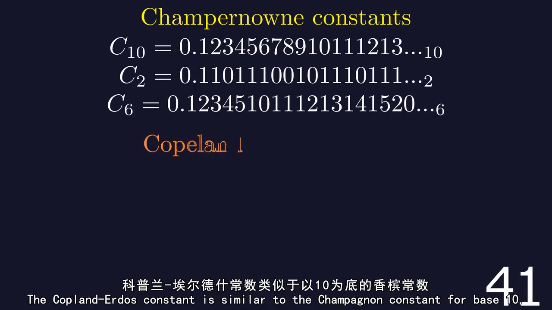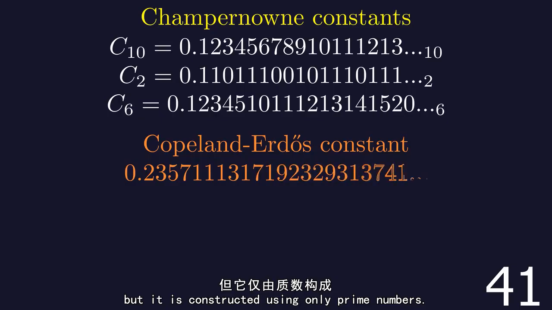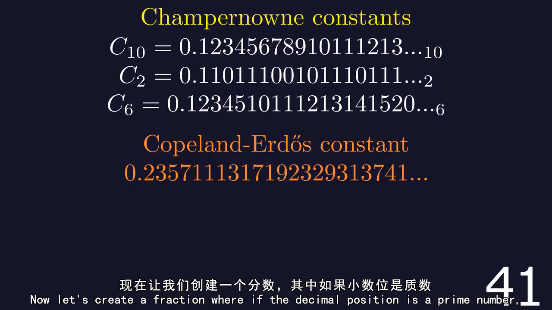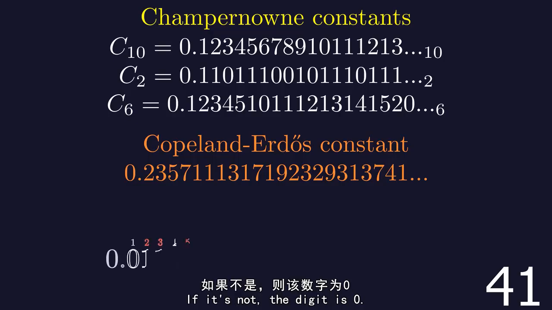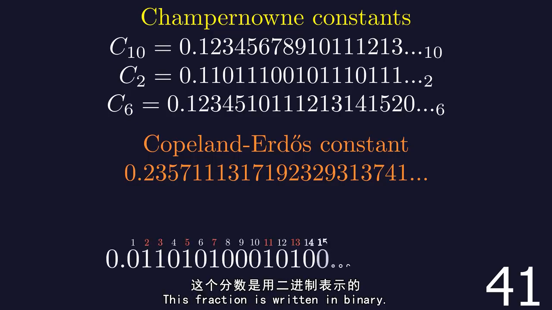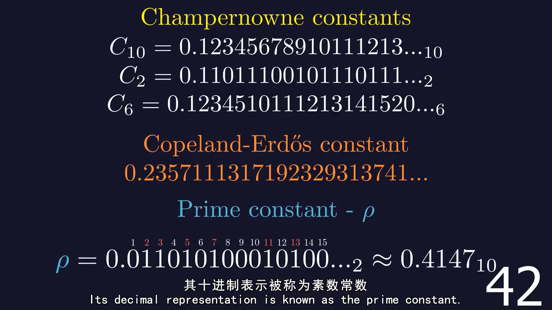The Copeland-Erdős constant is similar to the Champernowne constant for base 10, but it is constructed using only prime numbers. Now let's create a fraction where if the decimal position is a prime number, the digit is 1, if it's not, the digit is 0. This fraction is written in binary. Its decimal representation is known as the prime constant.